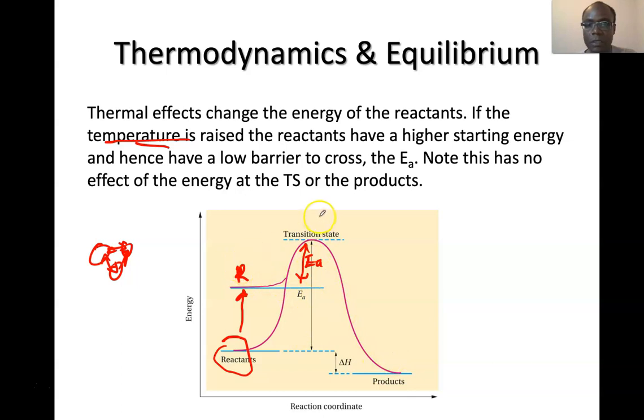To convert your reactants to your transition state, then to your products, the activation energy will be reduced by increasing the temperature. So temperature does help the reaction go faster. Okay, that's the end of chapter 3.